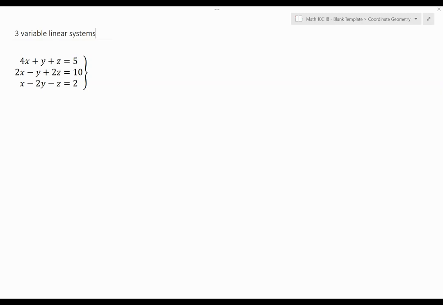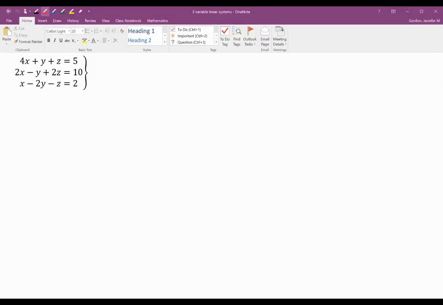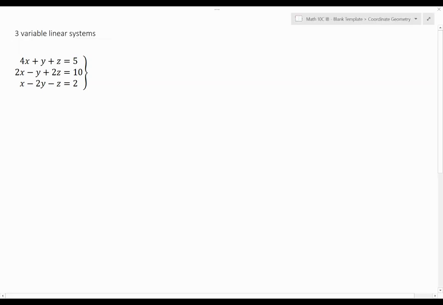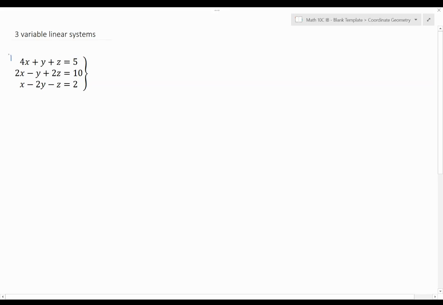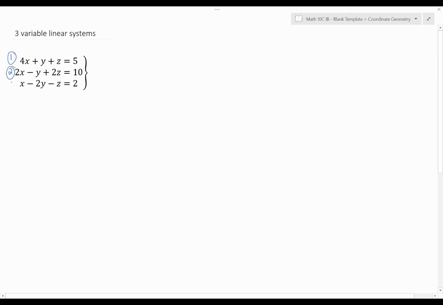It's much more common to have three variable systems that don't have a single point solution, because it's much more common to have three planes that don't intersect in a single point than to have two lines that don't intersect in a single point. But assuming that there is a solution, I can find it very similarly to how I solved two variable systems. So I'm going to number these equations 1, 2, and 3 because the more equations I have, the more steps I'm going to have to do, the more important clear communication becomes.